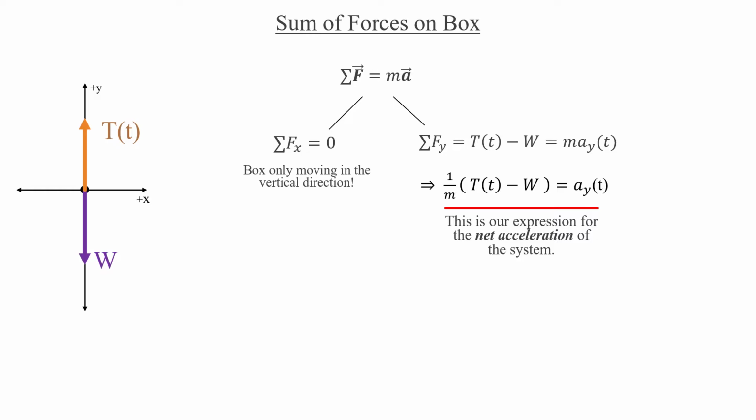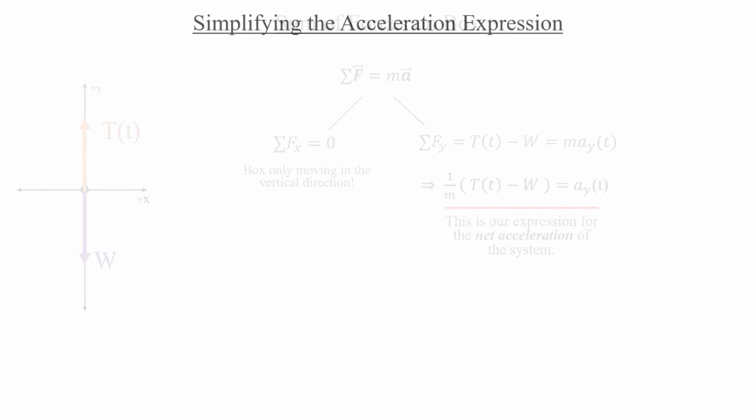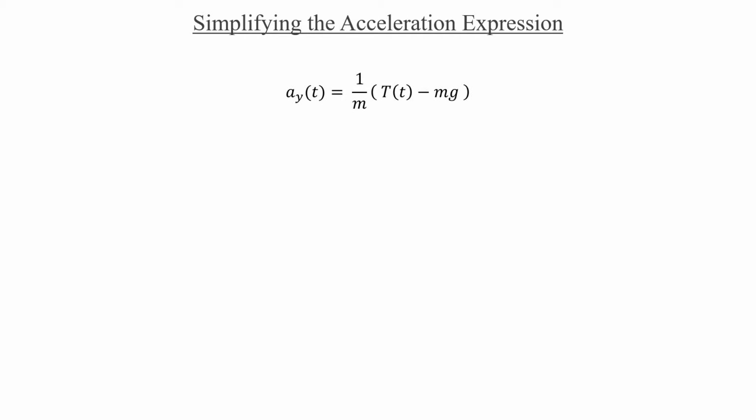However, it's not simplified. It's still very symbolic, and we can do some algebraic manipulation to make it look more straightforward. So if we simplify our expression, let's rewrite it where we exchange the weight for mg, because that's what weight is. It's equal to mg. We're going to divide both pieces of what's inside the parentheses by the mass. And if we plug in the numbers for that, we have our 36 Newton per second times time for the tension as a function of time.